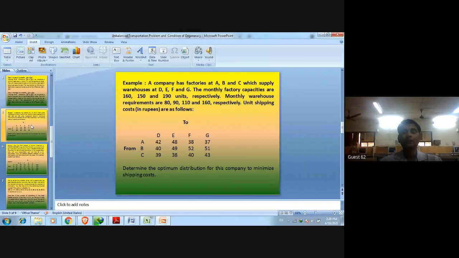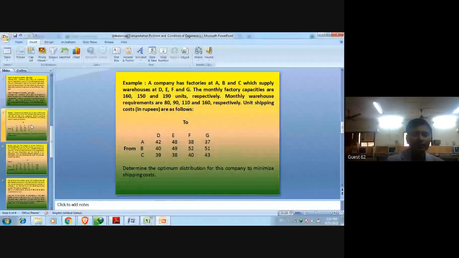The monthly factory capacities are 160 units, 150 units and 190 units. This is the production capacity of the factories respectively, and the monthly warehouse requirements are 80, 90, 100 and 160 respectively. Unit shipping costs in rupees are as follows.